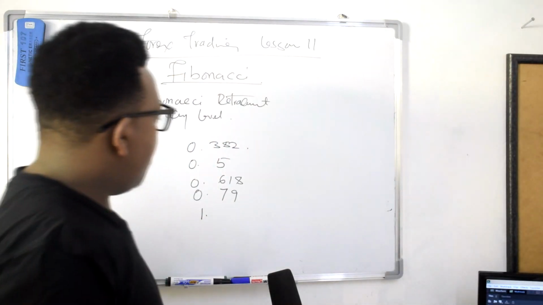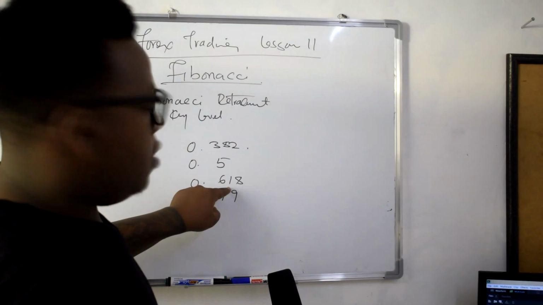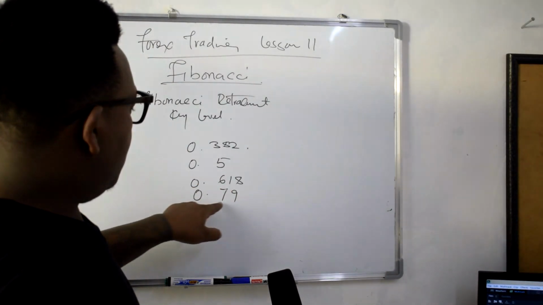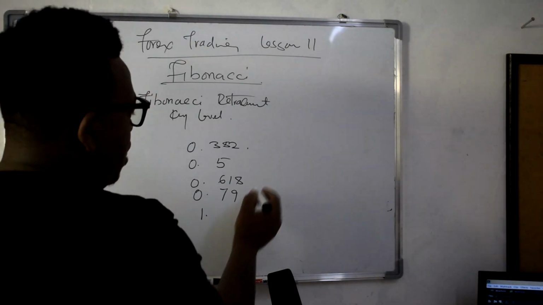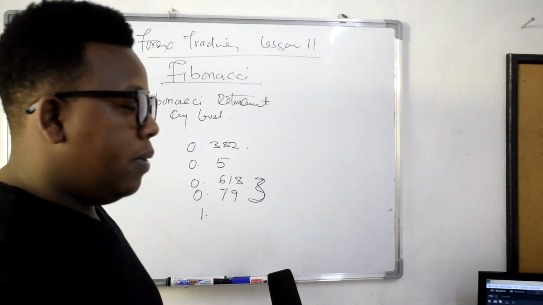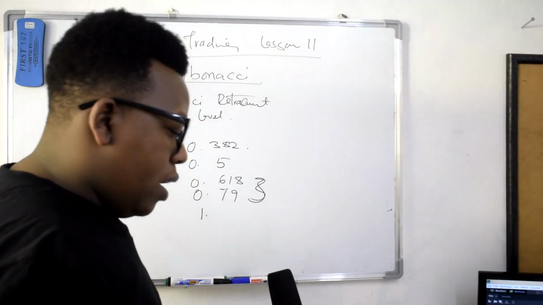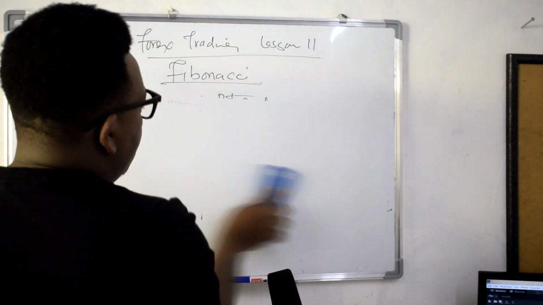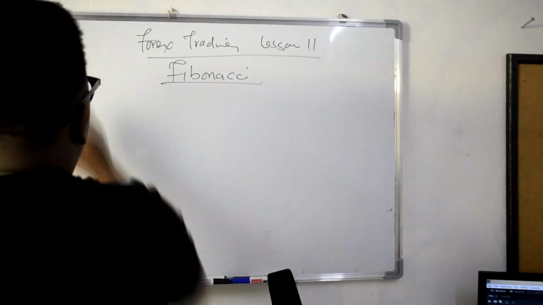So in my case, I'm a fan of using either 0.618 or 0.79. I normally use these levels many times, since they really work in the market. So with the Fibonacci, let me just give you an illustration.